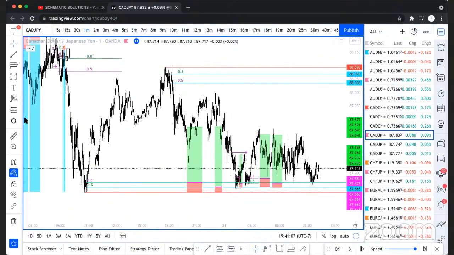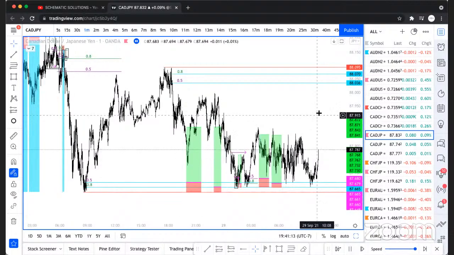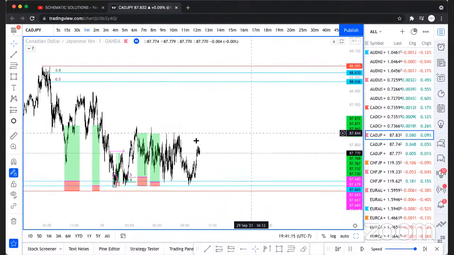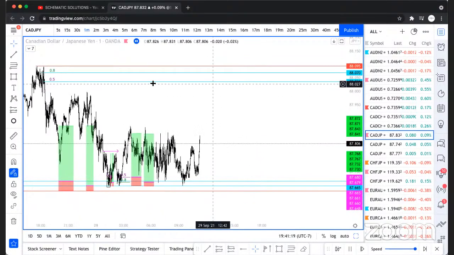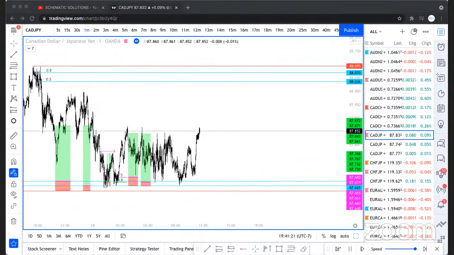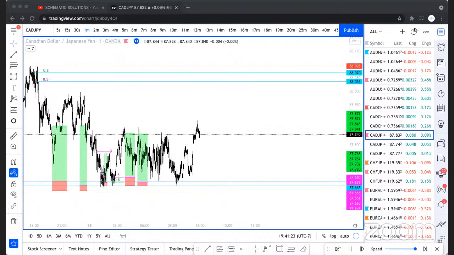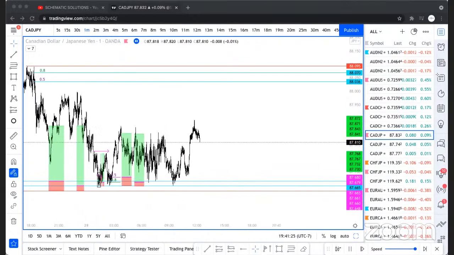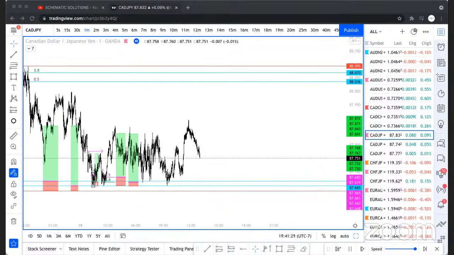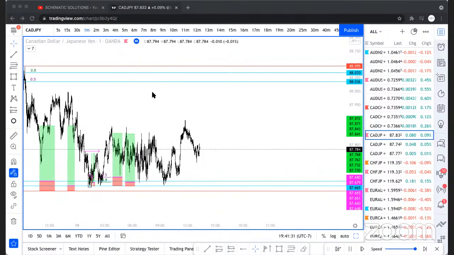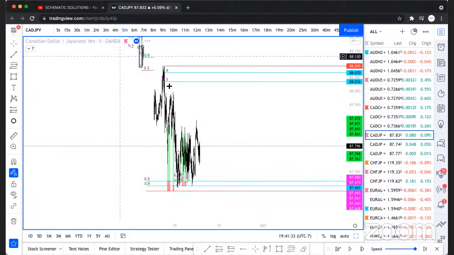And now we could just play price and see what she wants to do, either make a new low or come up, and so we could play out of this area. Maybe let's go up to the 5-minute.